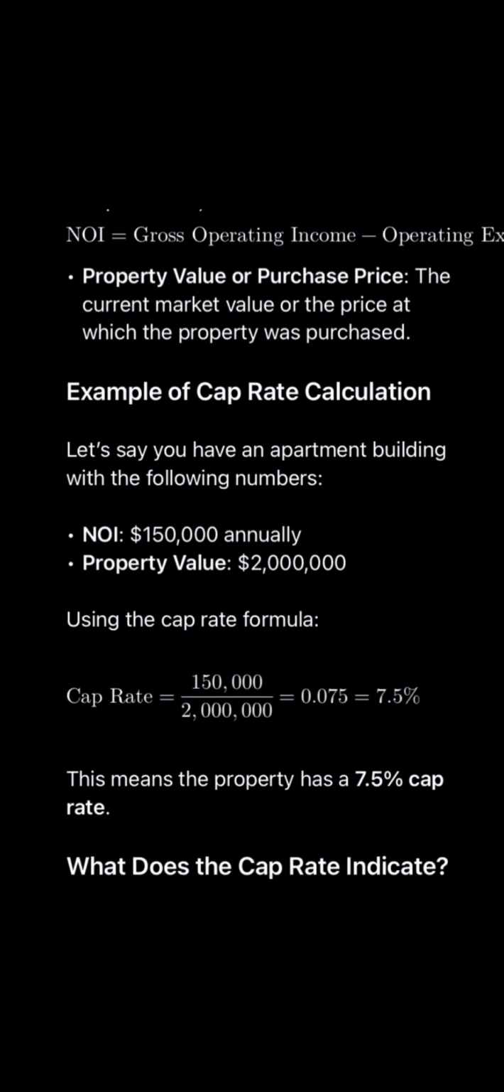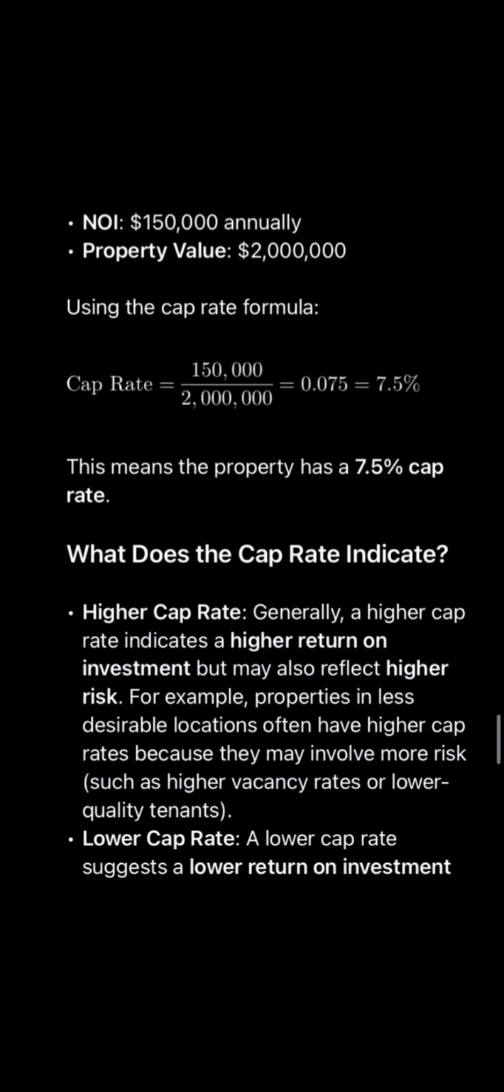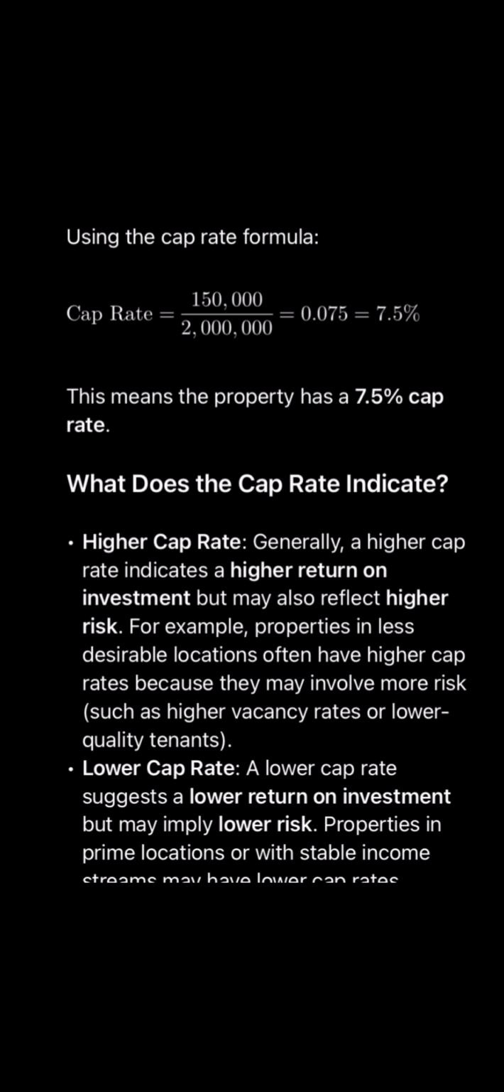Example of cap rate calculation. Let's say you have an apartment building with the following numbers. NOI, $150,000 annually. Property value, $2,000,000. Using the cap rate formula, cap rate equals 150,000 divided by 2,000,000, which equals 0.075, or 7.5%. This means the property has a 7.5% cap rate.